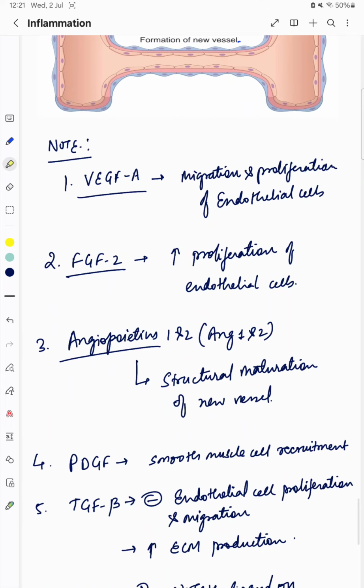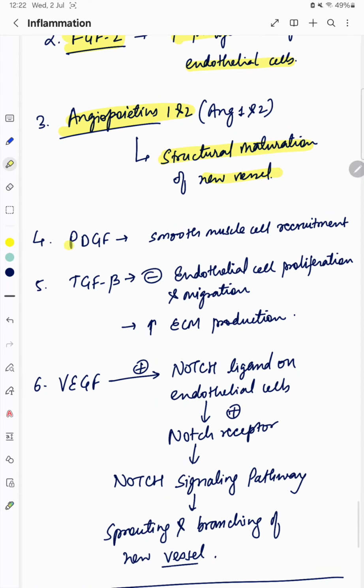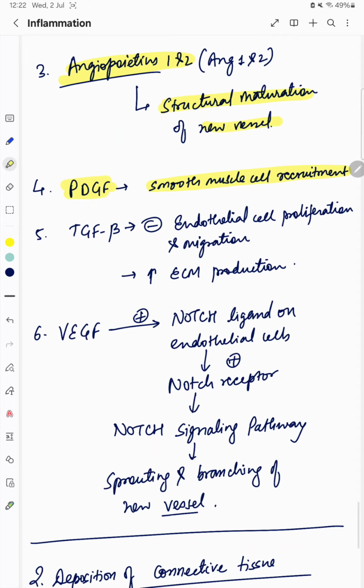Now we will see the various mediators and their role in angiogenesis. VEGF-A plays an important role in migration and proliferation of endothelial cells. FGF2 will result into the increased proliferation of endothelial cells. Angiopoietin 1 and 2 are responsible for the structural maturation of the new vessel. PDGF will be responsible for the smooth muscle recruitment. TGF beta inhibits the endothelial cell proliferation and migration. This will help in the remodeling and is also responsible for the production of extracellular matrix.